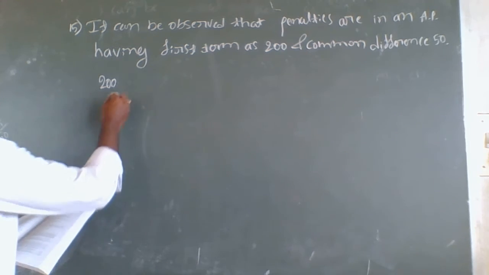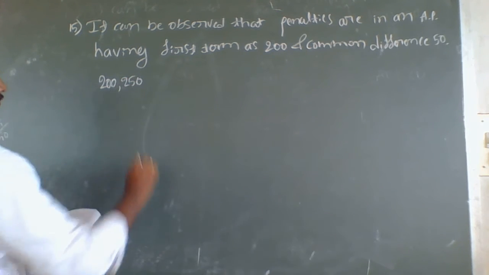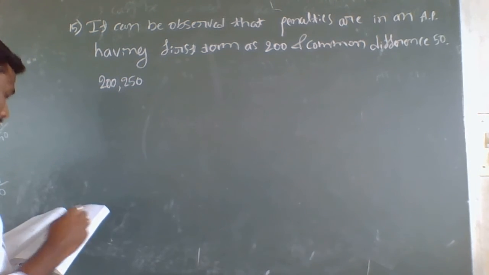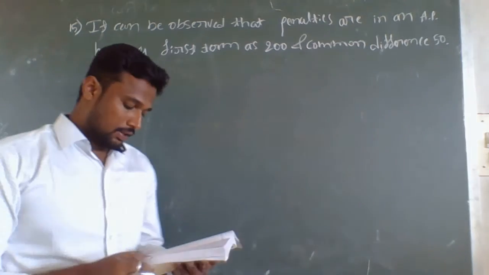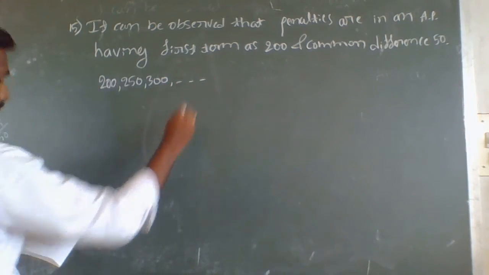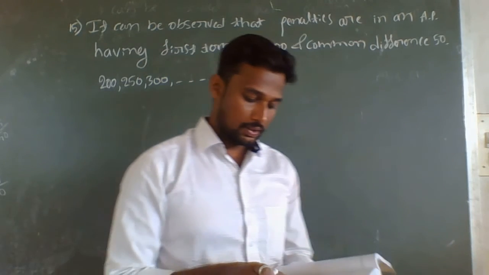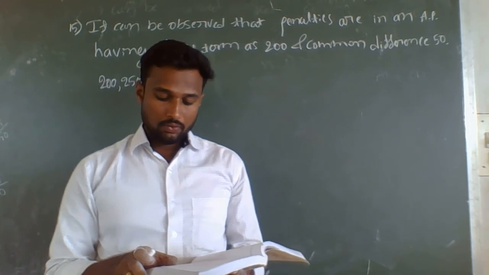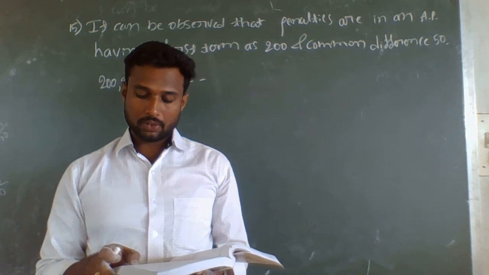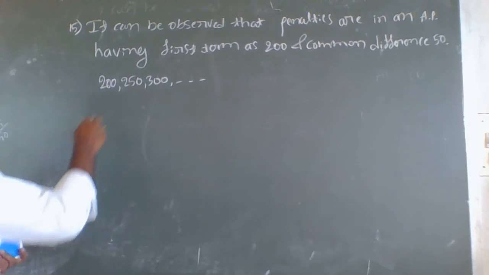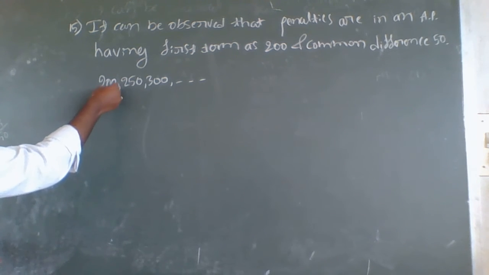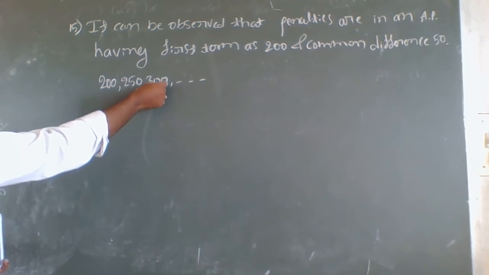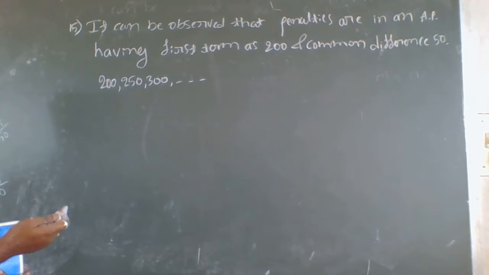Next, for the second day, that is 250 rupees. Again, for the third day, it is 300 rupees. Like this, the penalty for each succeeding day being 50 rupees more than for the preceding day. Here it is 50 rupees more than the preceding day. Like here, on the first day it is 200, next day it is 250, again it is 300.